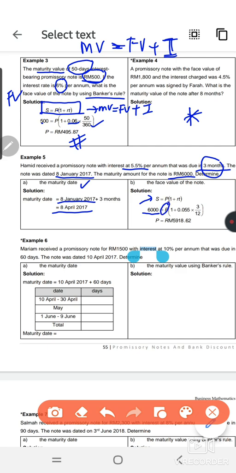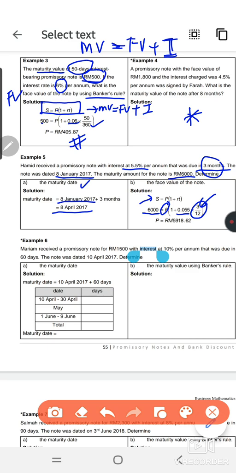So kita ganti tempat S. So kita nak nilai P, which is your R is 0.055 multiply by 3 over 12. Sebab apa kat sini 3 over 12? Sebab dia cuma tempoh dia dalam month. So your answer is 3 over 12. So awak boleh kira nilai P.